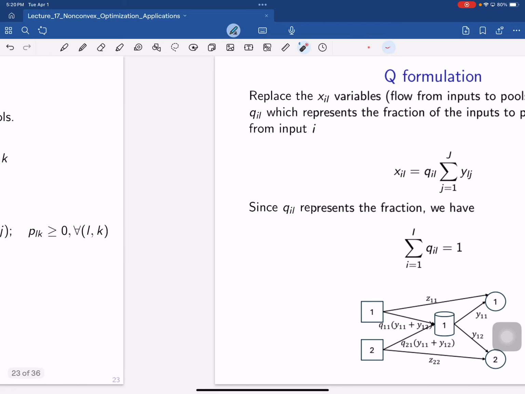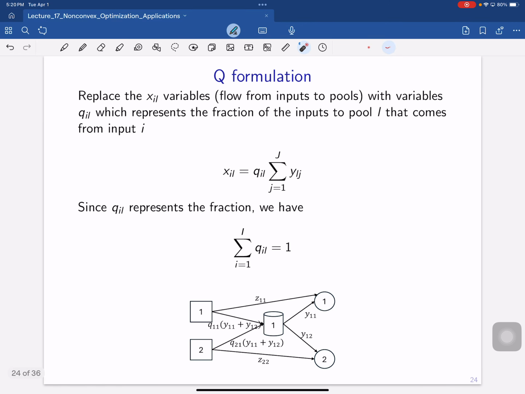Okay. So that's the P formulation. It's very intuitive, right? It directly gave you the flows, directly gave you the concentration at the pool. There's another formulation called the Q formulation. So the idea is instead of using these x_il variables, right? x_il represents the flow from inputs to pools. Then we are going to replace that by a percentage variable, q_il. So q_il represents the fraction of the inputs to pool l that comes from input i.